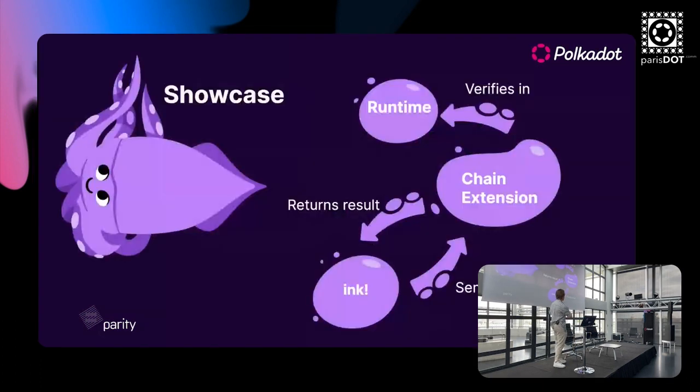This is a rough overview of how the demo works. We have our Ink smart contract, which sends the proof through the chain extension. The chain extension becomes a part of the runtime, verifies the proof inside the runtime, and then submits the result back to the contract. So without further ado, I'll quickly switch to VS Code, and I hope this is clear enough.